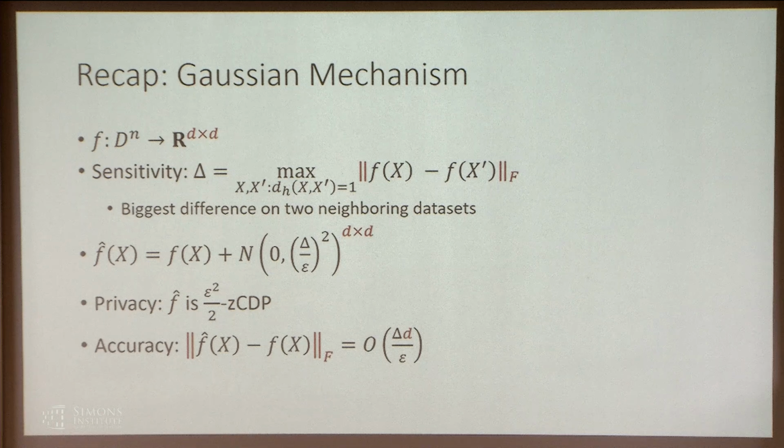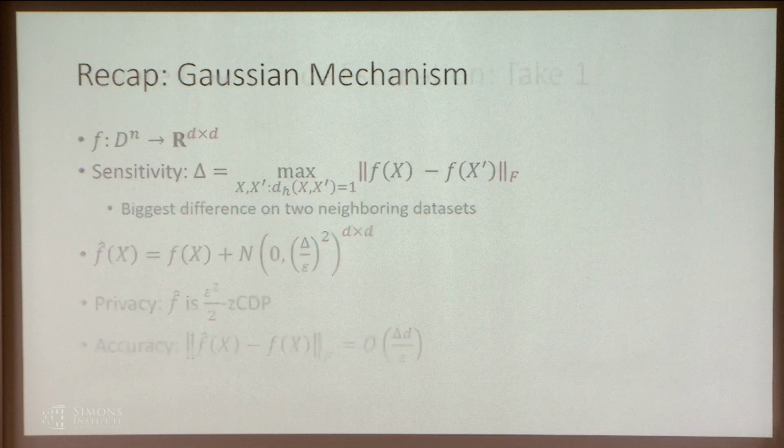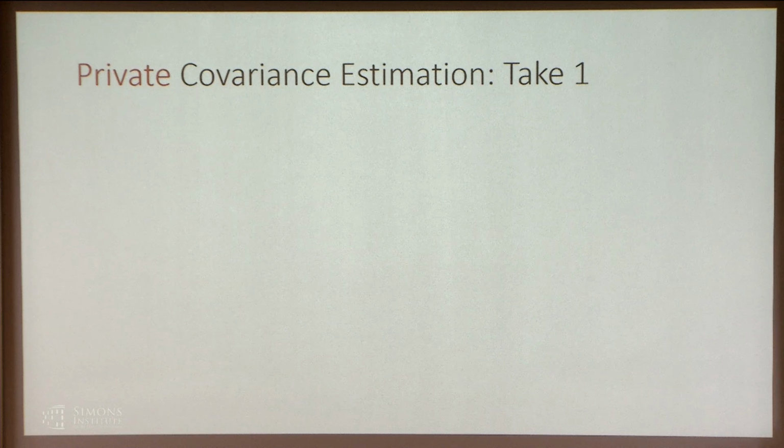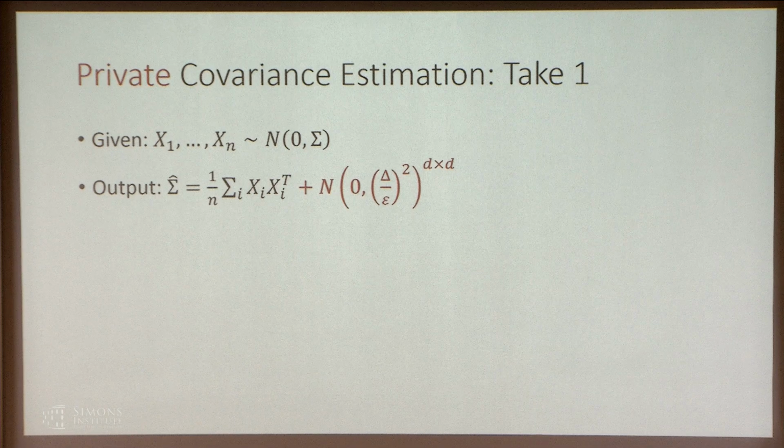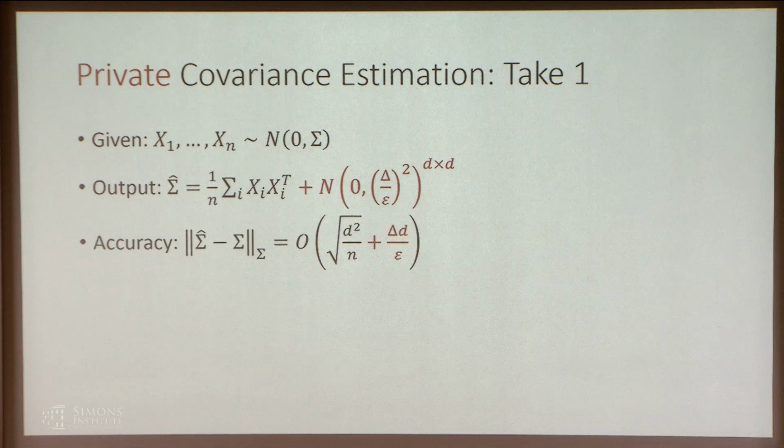And they analyze Gauss. But OK, so this is the first method that we're going to look at. Let's try private covariance estimation. So again, we have some data set. We're going to output now the empirical covariance matrix, but with Gaussian noise added to each entry. The accuracy guarantee we're going to get is the following.